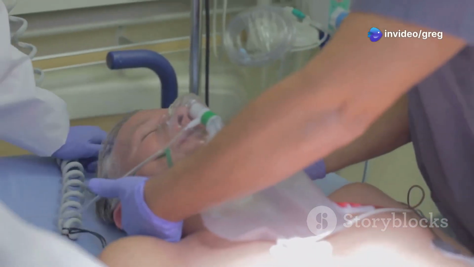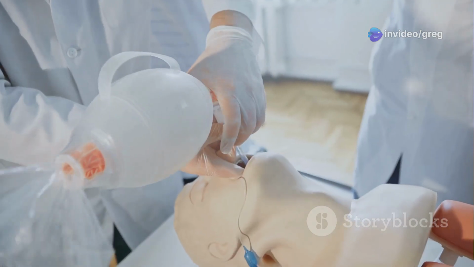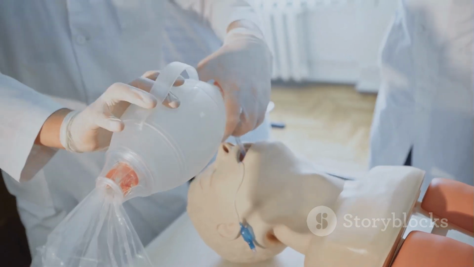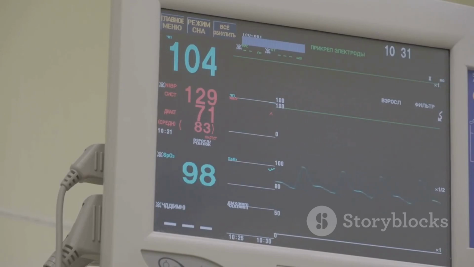Mechanical ventilation involves using a machine to move air in and out of the lungs. This machine, called a ventilator, connects to the patient through a tube inserted into the windpipe. The ventilator delivers breaths at a set rate and volume, ensuring the patient receives enough oxygen and eliminates carbon dioxide.